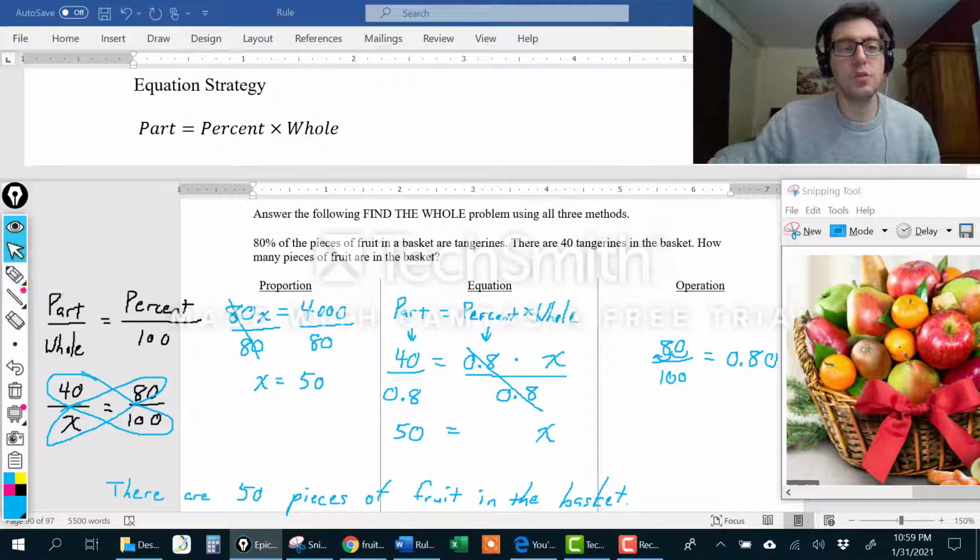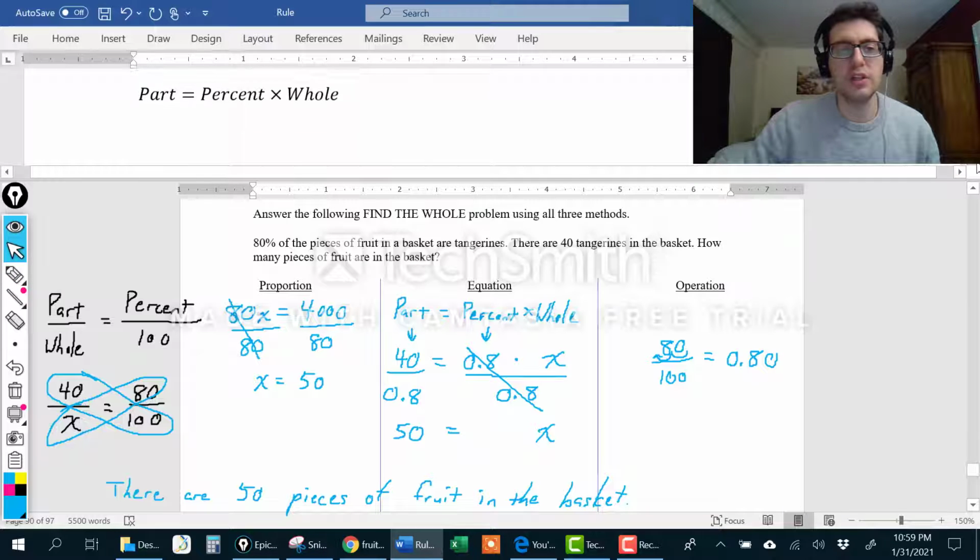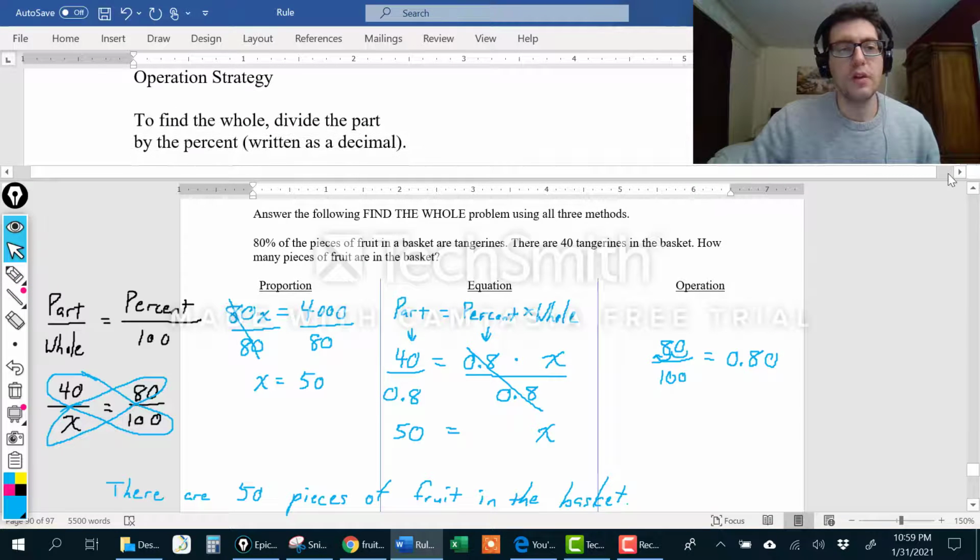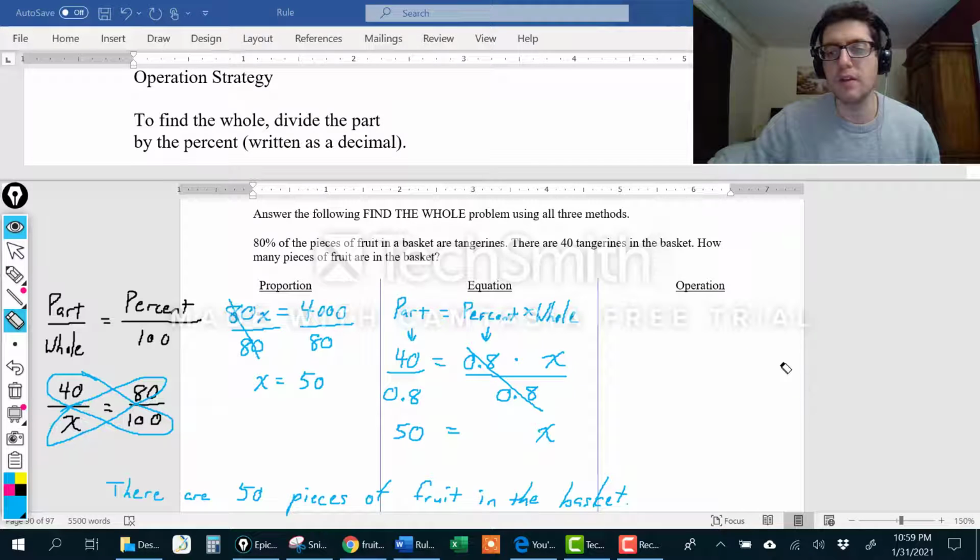And finally, let's move on to the operation strategy. This, by the way, was not the operation strategy. That was just me telling you that to turn a percent into a decimal, we move the decimal point 2 spaces to the left. The operation strategy for a find-the-whole problem is this. To find the whole, divide the part by the percent, with the percent written as a decimal.